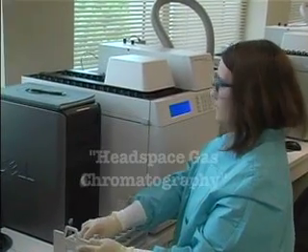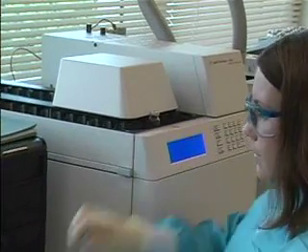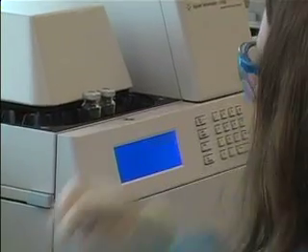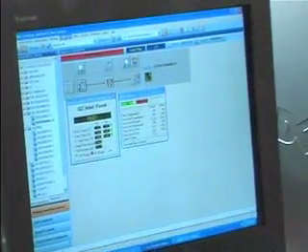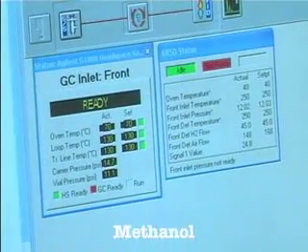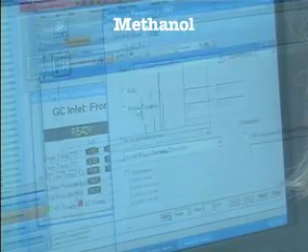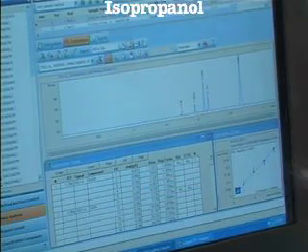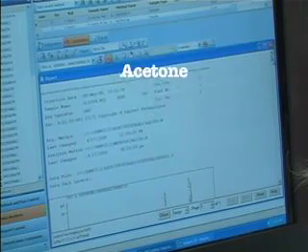Alcohol tests are performed using headspace gas chromatography. This technique is used to test for ethanol, methanol, isopropanol, and acetone. Ethanol is commonly referred to as drinking alcohol and is found in beer, wine, and liquor. Methanol is used as a degreaser and as a canned heating source to keep food warm. Isopropanol is commonly known as rubbing alcohol, and acetone is a paint thinner that is often used in fingernail polish removers.